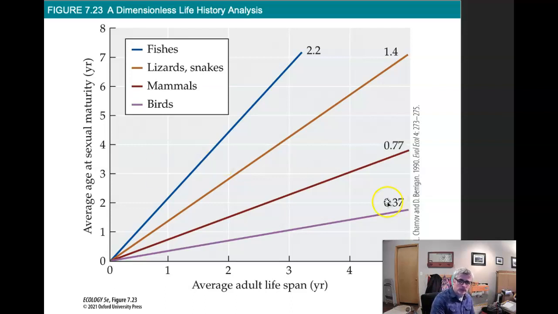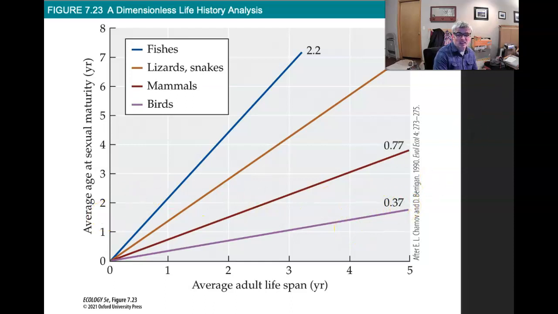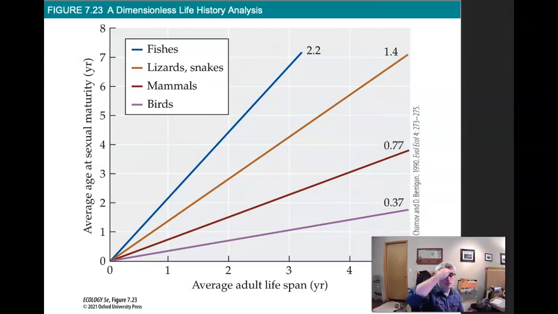So for birds, that ratio is 0.37. So if you live to be 5 years old, you would mature well ahead of that at a little over a year, under 2 years, which is true for a lot of birds. I'm thinking of, what am I thinking of? Chickens, maybe? Yeah. I mean, a fair number of birds kind of live in that 5 to 10 year range and really become mature after year 1.